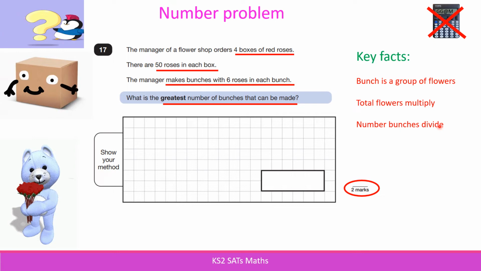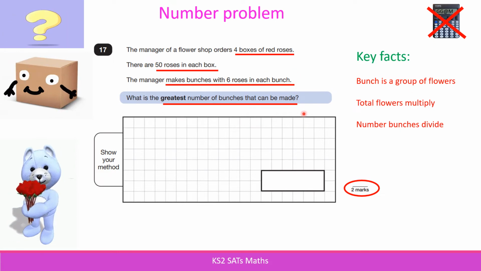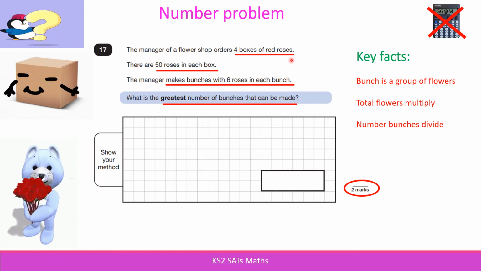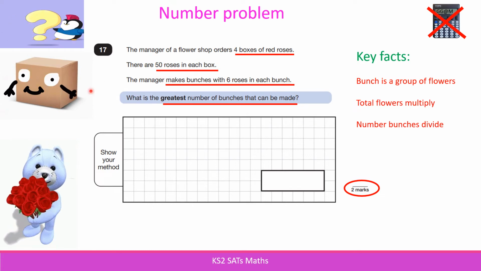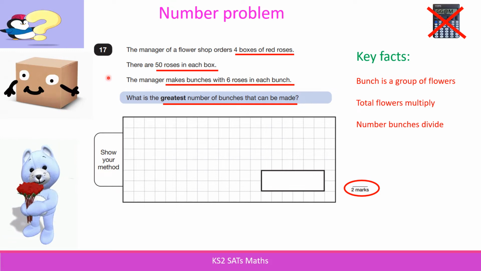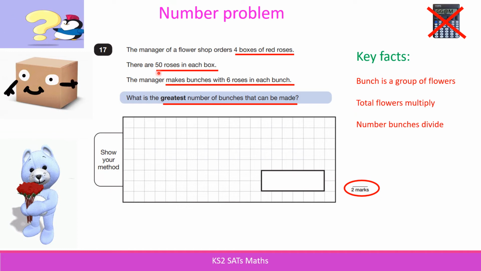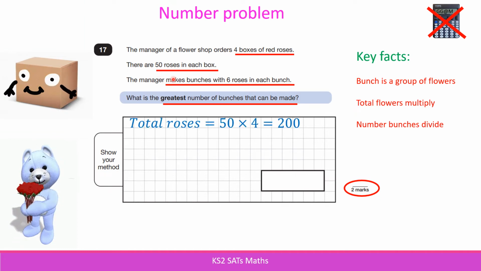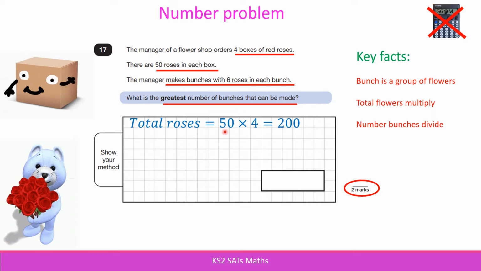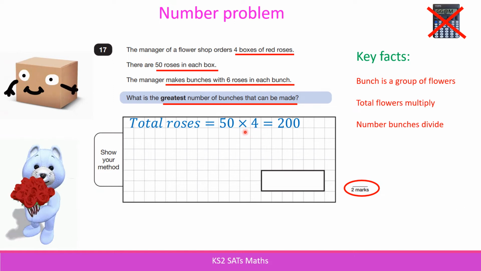Fantastic work. Hopefully you've managed to come up with the greatest number of bunches that can be made. So to start with, we're going to look at the total number of flowers. I've got 4 boxes and each box has got 50 in. So if there are 50 in one box, in 4 boxes I've got to do 4 times 50. Now we could do 4 times 5 is 20, add on a 0 because we're multiplying by 10, which gives me 200. So we can do this just in our head. If you prefer to use the column method, you can use the column method.